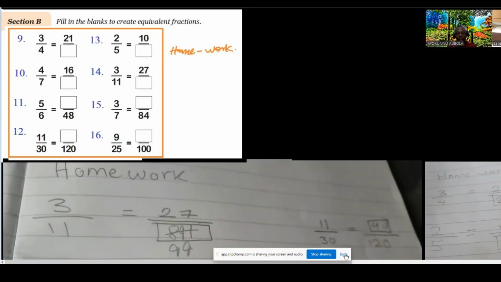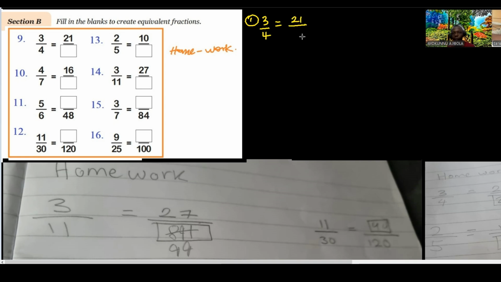So here we're looking for missing numbers to make equivalent fractions. Looking at the first one, it says 3 over 4. Let me write that again: 3 over 4 equal to 21 over something. Okay, let me check it out.